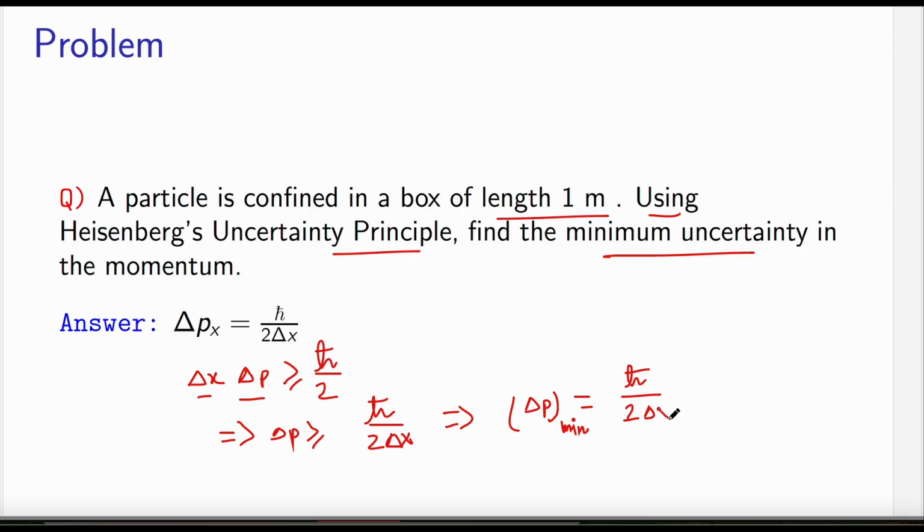And what is delta x here? We will say that delta x here is 1 meter. So in this problem, the uncertainty in position is equal to 1 meter. Okay, so you can now calculate using the value of h bar and delta x. We can have an estimate of the minimum uncertainty in the momentum.